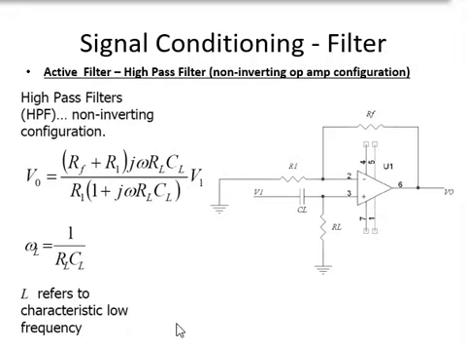Active filter, high-pass filter, non-inverting configuration. V0 is given by RF plus R1 times j omega RL times CL over R1 times 1 plus j omega RL times CL, times V1, where omega L equals 1 over RL times CL, and L refers to the characteristic low frequency.